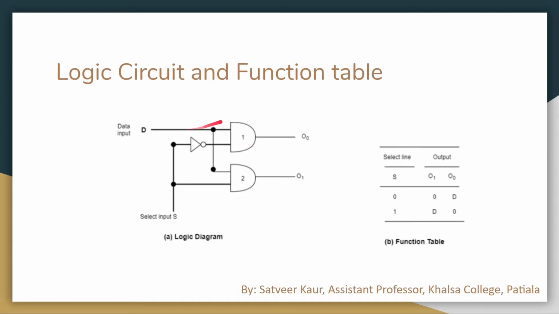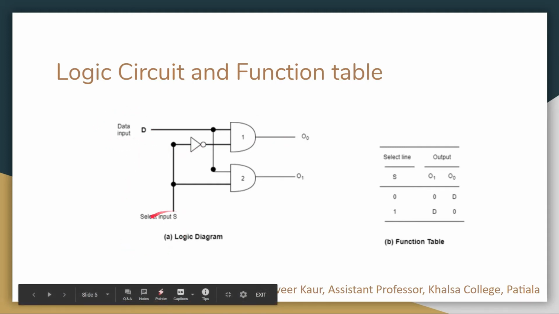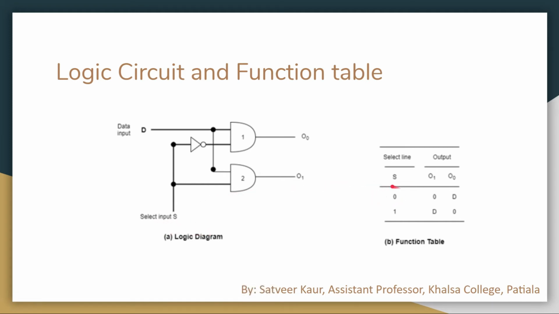This is the logic circuit and function table. Here there is one data input and one select input S. If the value of S is 0, then gate 1 will be enabled, and the output will be O0. But if the value of S is 1, then gate 2 will be enabled and gate 1 will be disabled. So the output will be switched to output number 1.